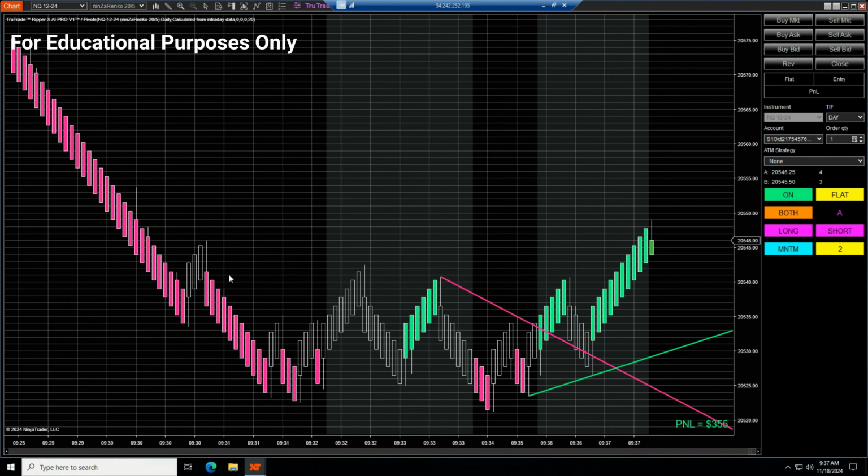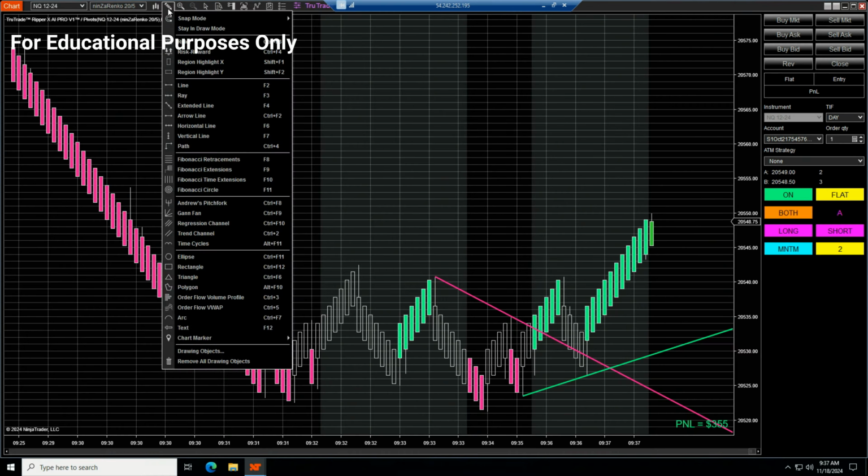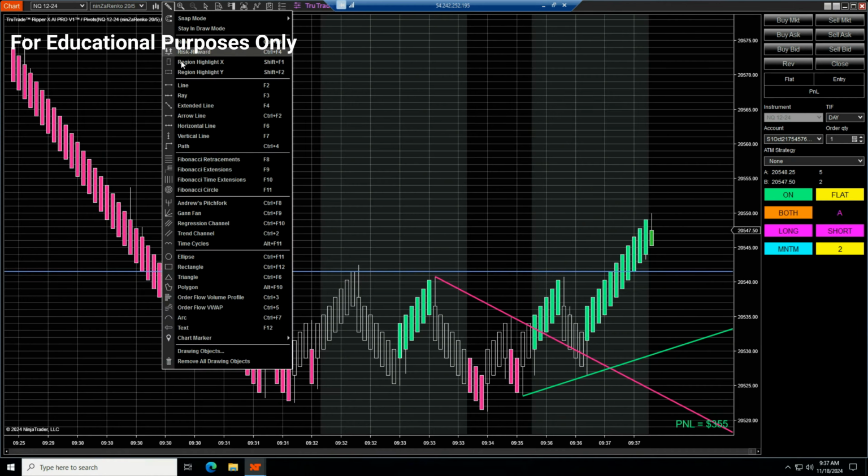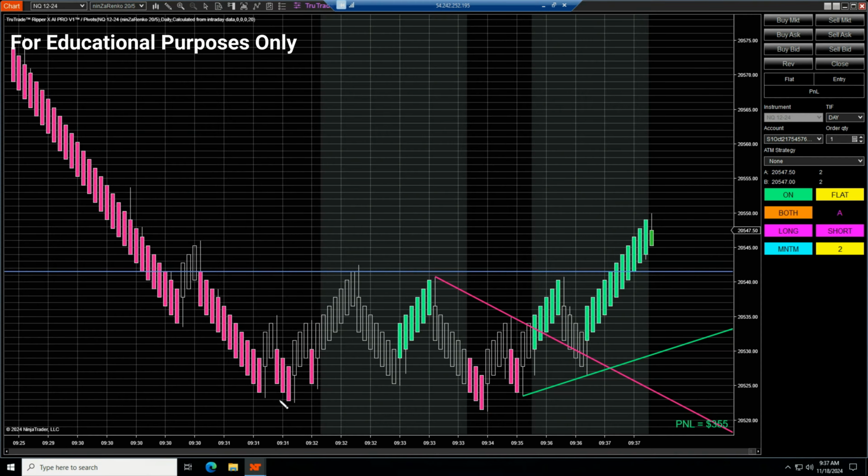So you can see it did a nice job of filtering this out right here. So here, here, it did a nice job of keeping us out of this back and forth. So that's the purpose of the volatility shield.